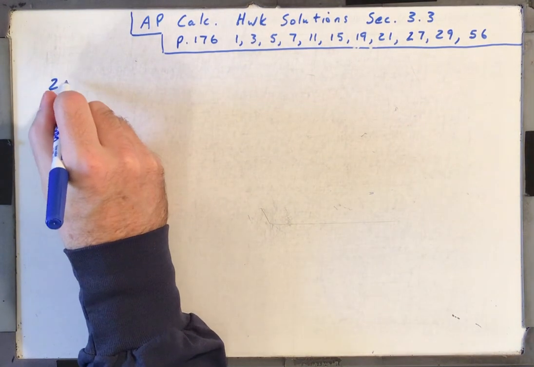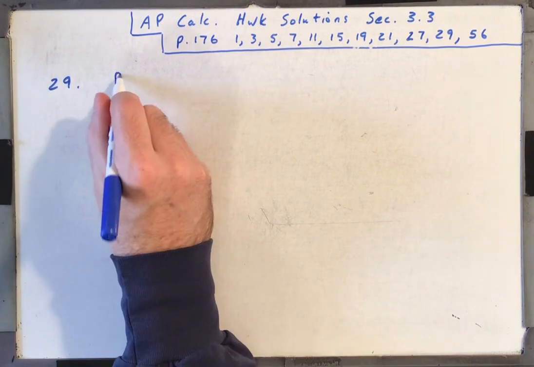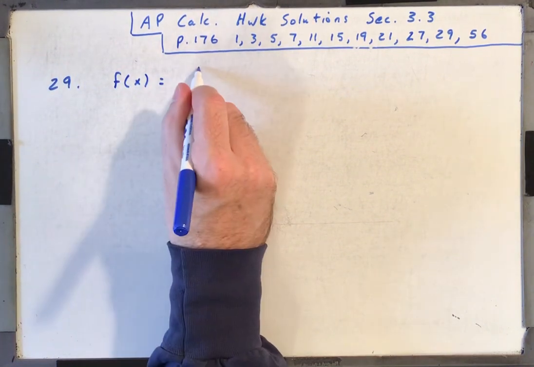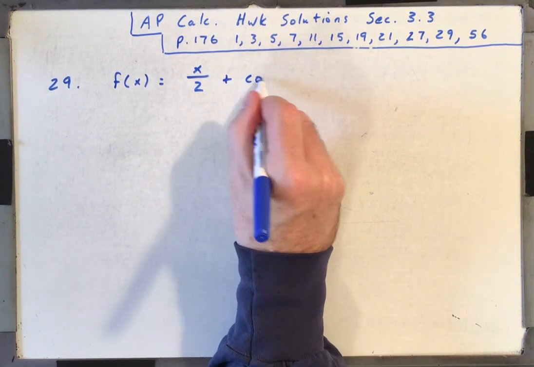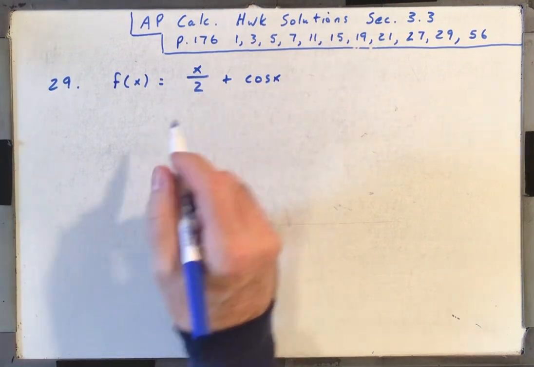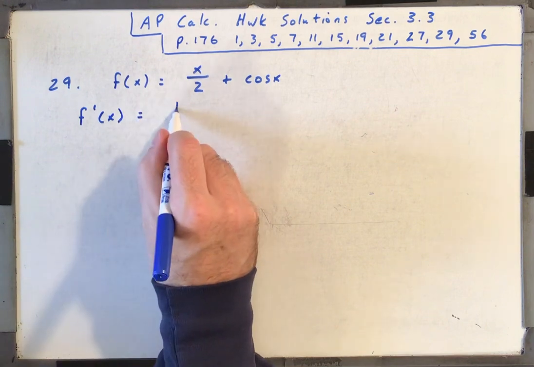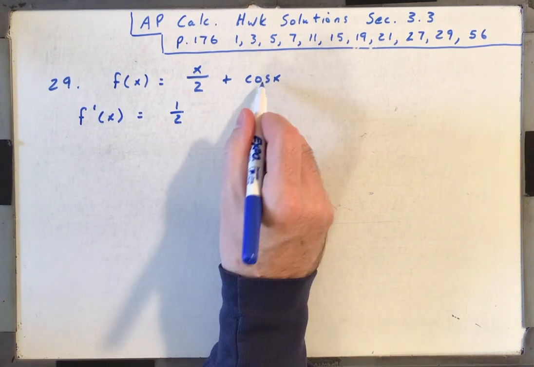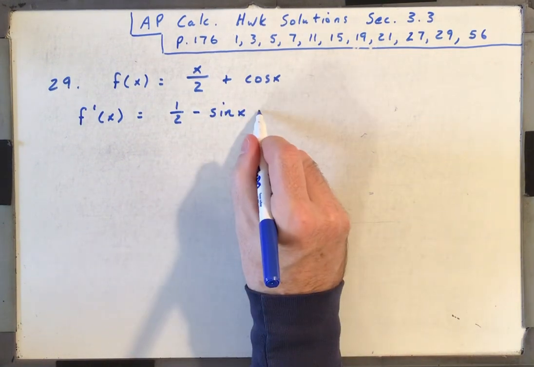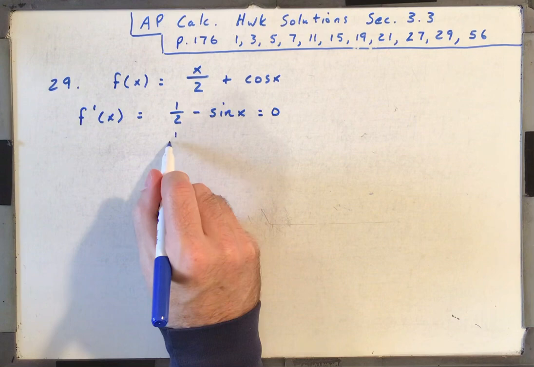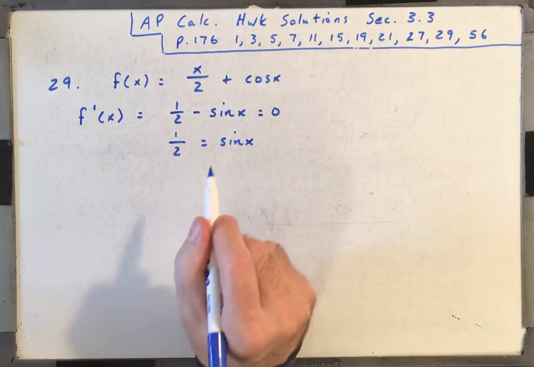Number 29. So 29, we have f of x is equal to x over 2 plus cosine x. So that's the same as 1/2 x. F prime of x would be 1/2, and the derivative of cosine is minus sine x. We're going to set that equal to 0. So our critical points is where does sine x equal 1/2 on the unit circle.